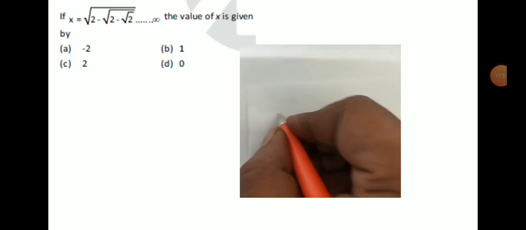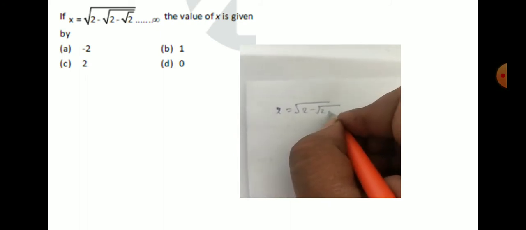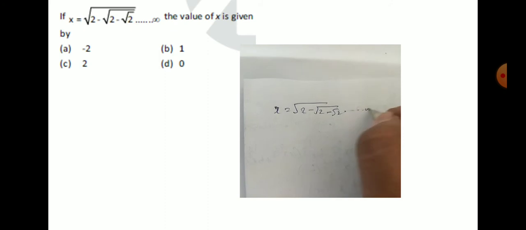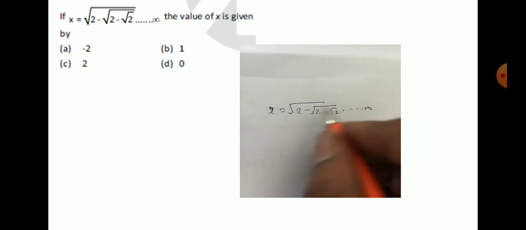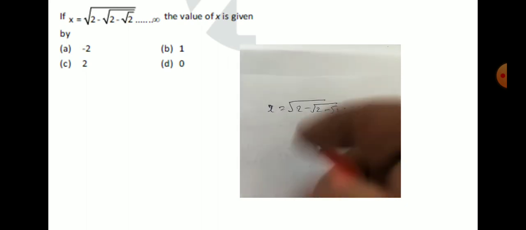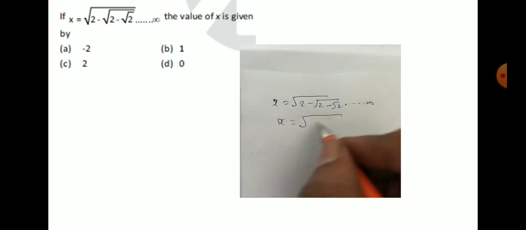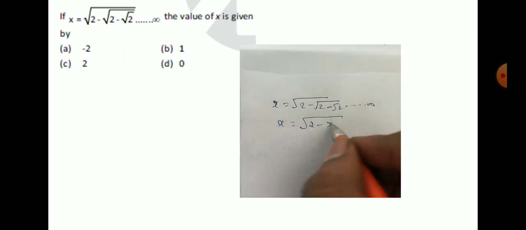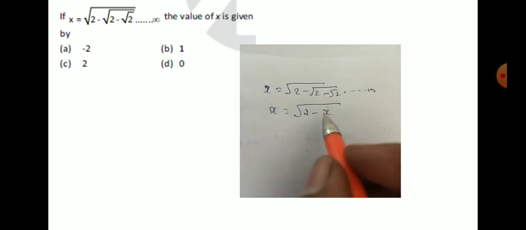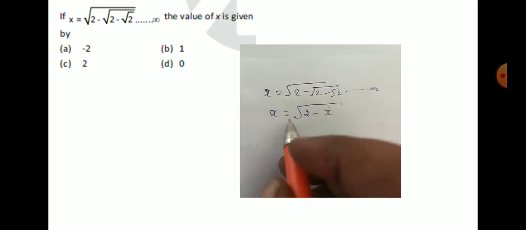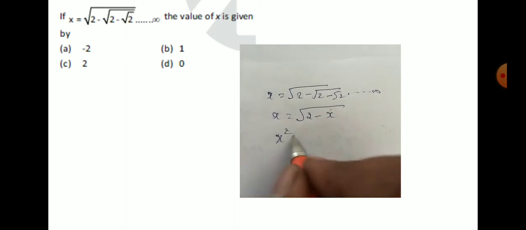That is, if x is equal to root of 2 minus root of 2 minus root of 2 minus so on up to infinity, right? It looks complex, but it's very simple. Up to infinity, if you add or subtract some part from the infinity, it will not change. That means you can write x is equal to root of 2 minus x, because it is there up to infinity. Now take square on both sides. That is x square is equal to 2 minus x.